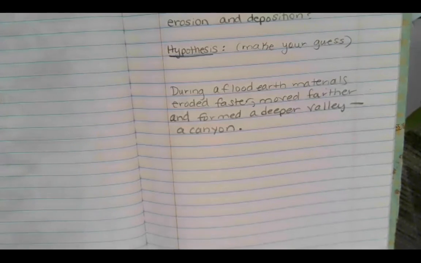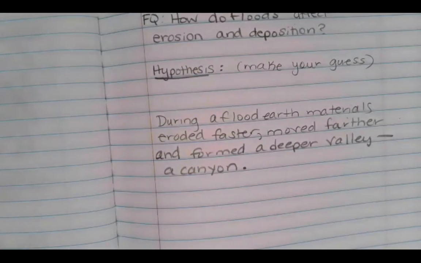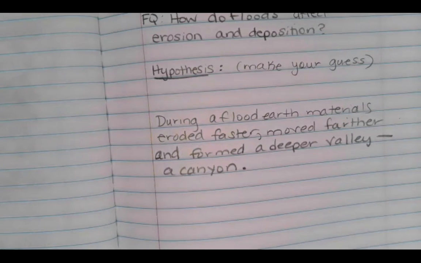Please go ahead and get your science notes out. And what we just witnessed was that during a flood, earth materials eroded faster, moved farther, and formed a deeper valley called a canyon. The flood moves more earth material than your regular standard slope stream tables because the mass of water has more energy than the smaller mass of rain.